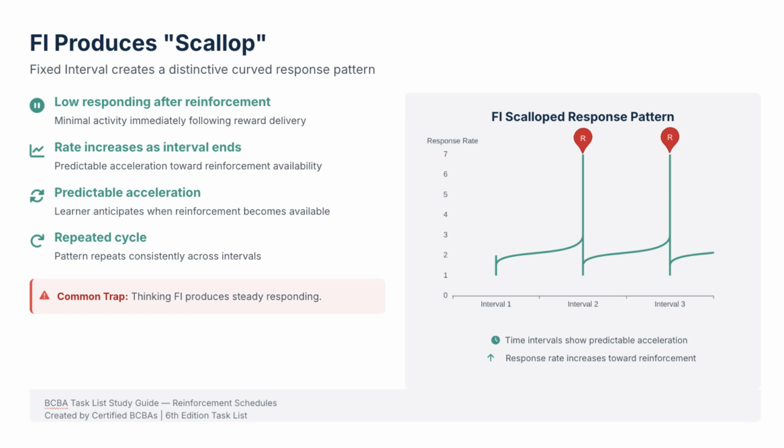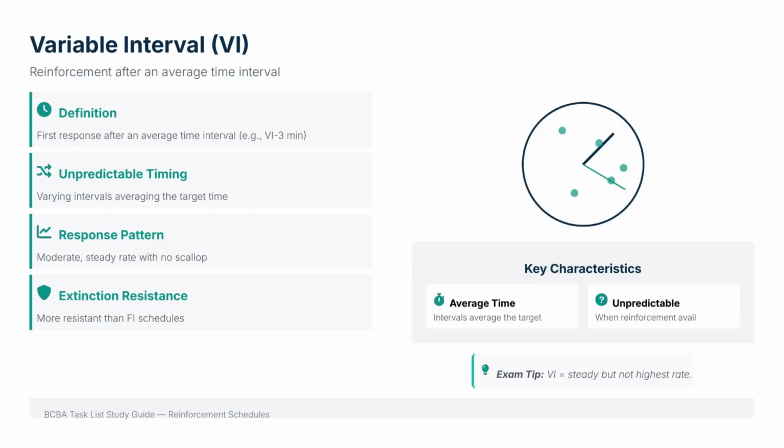Now let's compare that to variable interval. Variable interval schedules reinforce the first response after an average time interval. Because timing is unpredictable, learners cannot anticipate reinforcement. This produces moderate, steady responding with minimal pauses and no scallop. VI schedules are more resistant to extinction than FI schedules, but not as resistant as VR. On exams, remember, VI equals steady but not the highest rate.